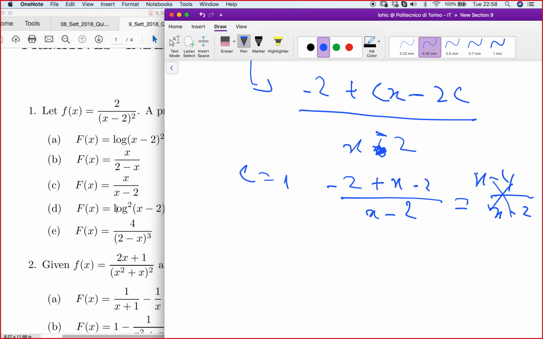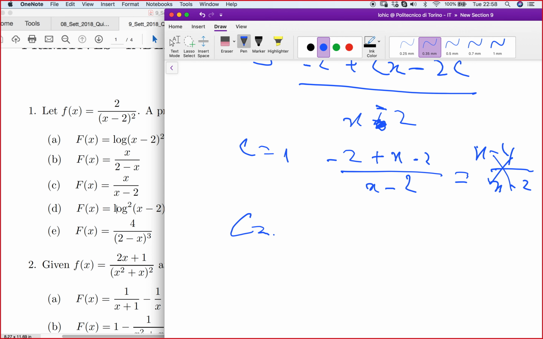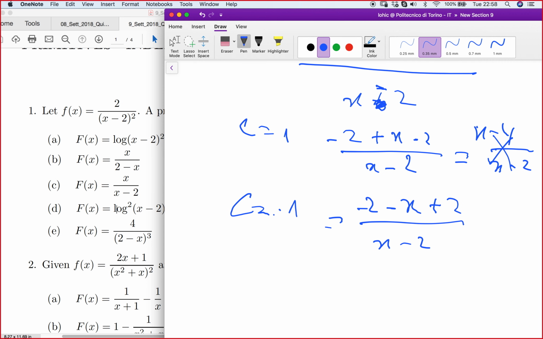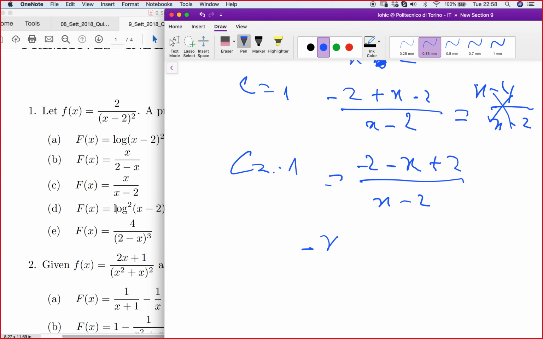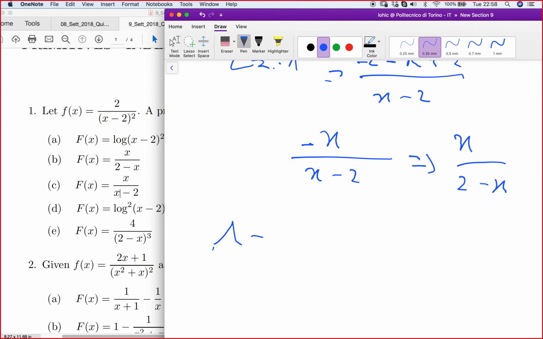It's not the only other possibility, but I will try minus 1, because with minus 1 the numbers will cancel. If I put c equal to minus 1, I get minus 2 minus x plus 2 over x minus 2. So it gives me minus x over x minus 2. But I can multiply by minus up and minus down, so it is x over 2 minus x, right? So the answer is B. So we have 1B. Doubts?